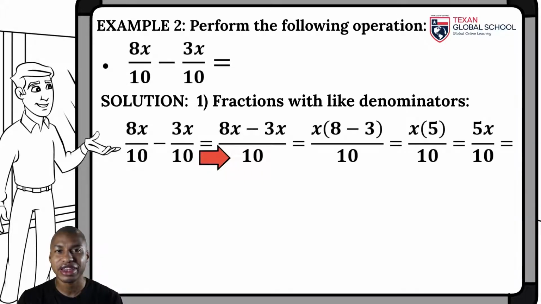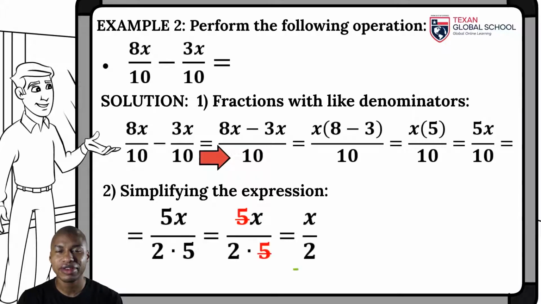We can see then that we can simplify the fraction. The numerator has a prime number as a numerical coefficient. However, we separate the denominator into prime factors, 2 times 5. We cancel identical factors, thus obtaining a simplified fraction of x over 2.